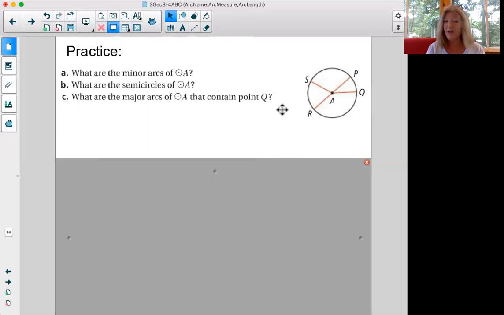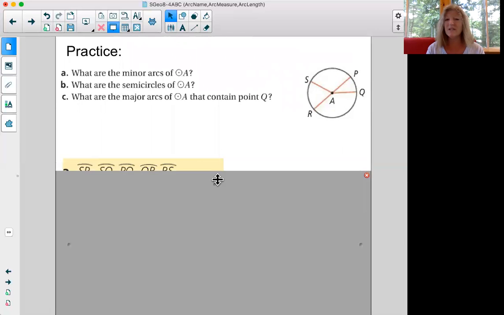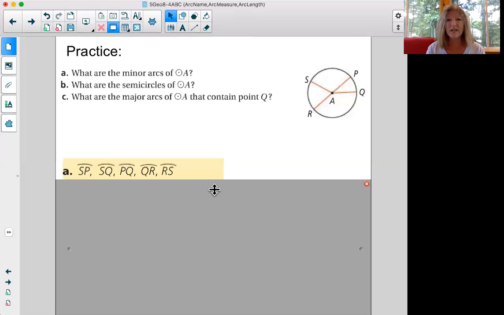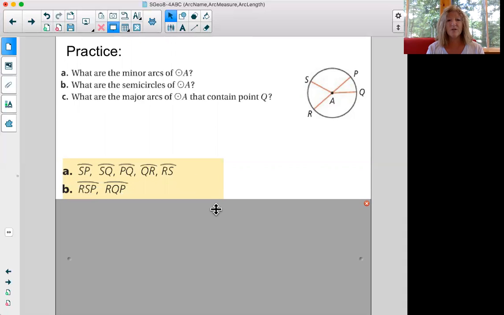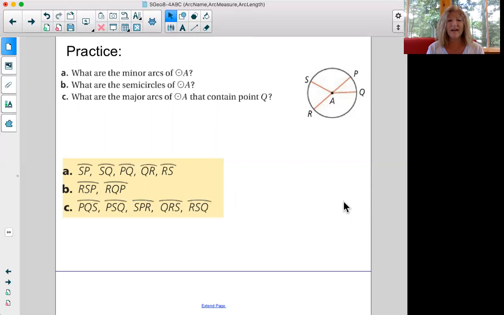For minor arcs, those are arcs that are smaller than a semicircle, and we just need 2 points to name. Any of those would be correct answers. For a semicircle, we're going to need 3 points, the endpoints, and then any point it went through in between those two endpoints. So either of those would be fine. And then for a major arc of the circle that happens to contain point Q, any of those would be correct answers.